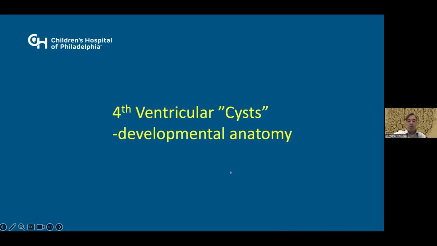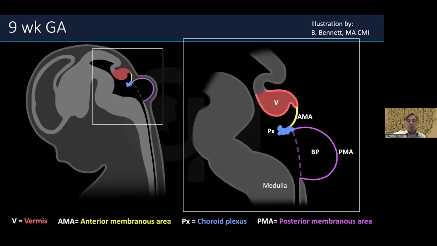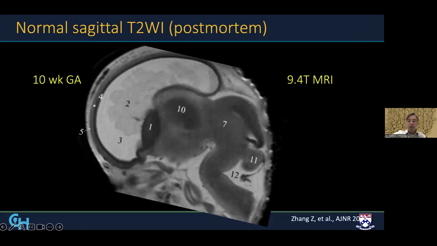So, fourth ventricular cyst. Just to quickly review developmental anatomy, which is so important to understand what's happening here, at 9 to 13 weeks the hindbrain roof plate epithelium is comprised of three main structures: the anterior membranous area, the choroid plexus, and the posterior membranous area, which at 9 to 10 weeks will evaginate and form this temporary Blake's pouch and should quickly perforate, forming the foramen of Magendie and allowing free communication between the fourth ventricle and the cisterna magna.